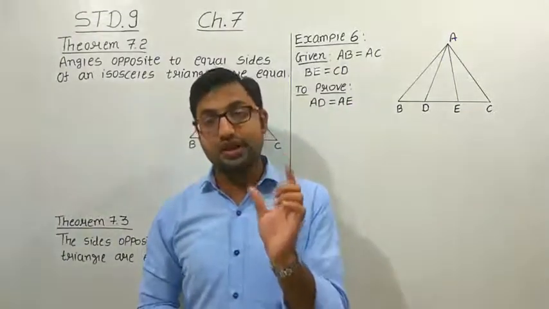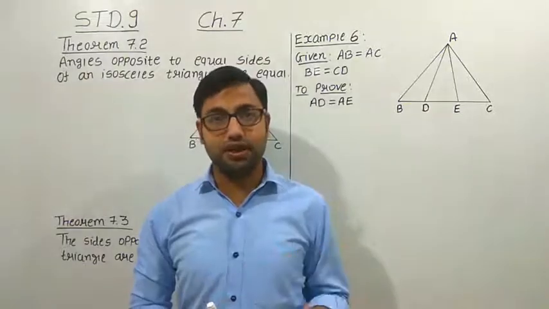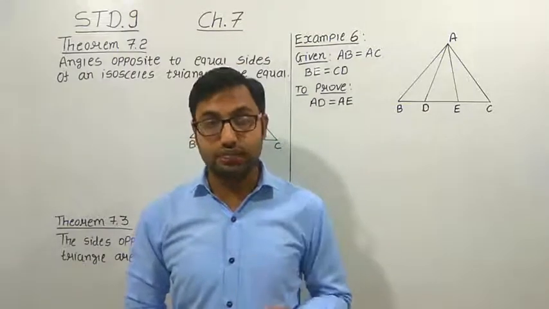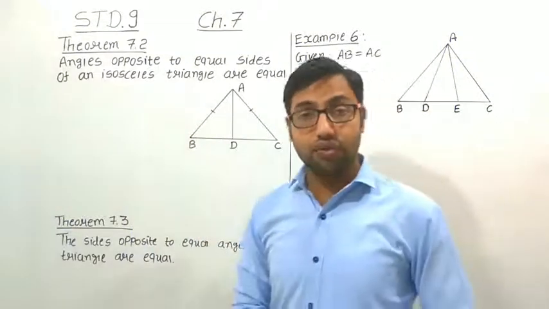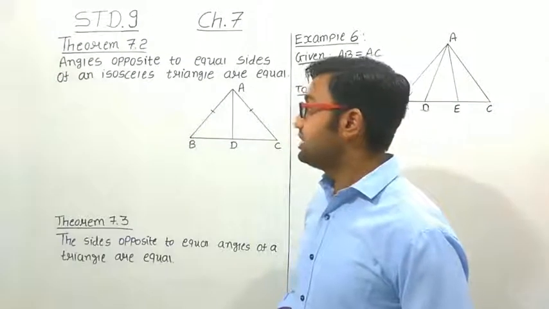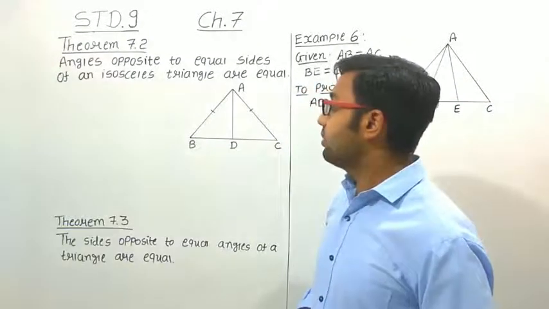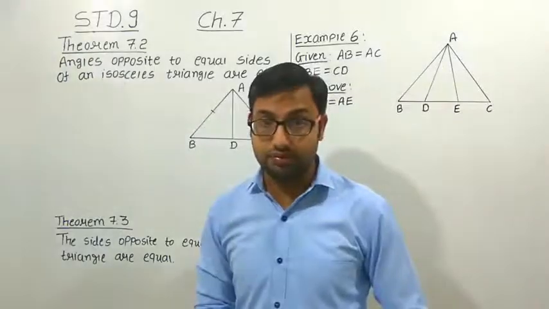So for a single triangle, which kind of properties can it hold, that we have to study. Regarding that, one of the theorems is given as theorem number 7.2. And what is the theorem? The theorem is: angles opposite to equal sides of an isosceles triangle are equal.